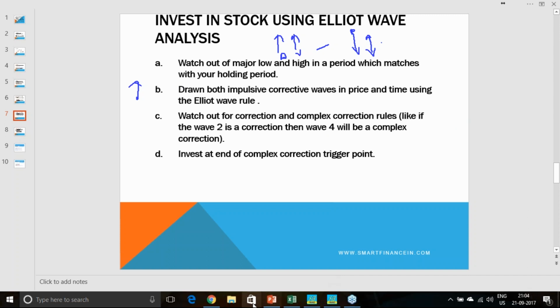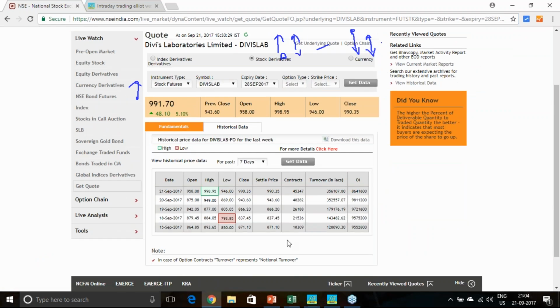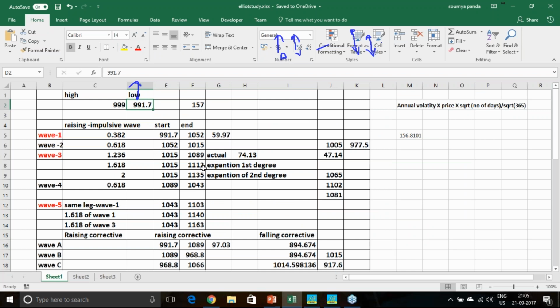I have given you one example here. Based on this volume parameter for Divi's Laboratories, I can say that it is a good candidate for using the impulsive rising wave. At the same time, we cannot ignore the impulsive falling wave. It will act as our stop loss decision. If we have entered, or are going to enter, the 972 level will be our stop loss or hedging point, with an expectation of wave 5 going to the 1163 level maximum. So this is what you have learned using Elliott wave, how we can do short-term investment.